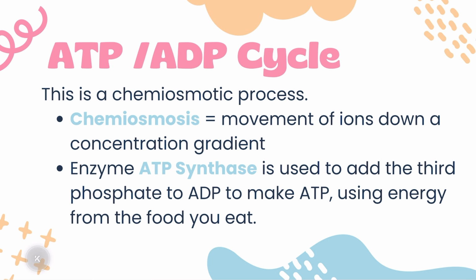This is a chemiosmotic process. Chemiosmosis is when you have the movement of ions down a concentration gradient. And specifically, there's an enzyme called ATP synthase. Remember, synthesis means to make. Anything that ends in -ase is going to be an enzyme. So this is an enzyme that specifically makes ATP. The enzyme ATP synthase is used to add the third phosphate back to ADP to make ATP using the energy that you eat.